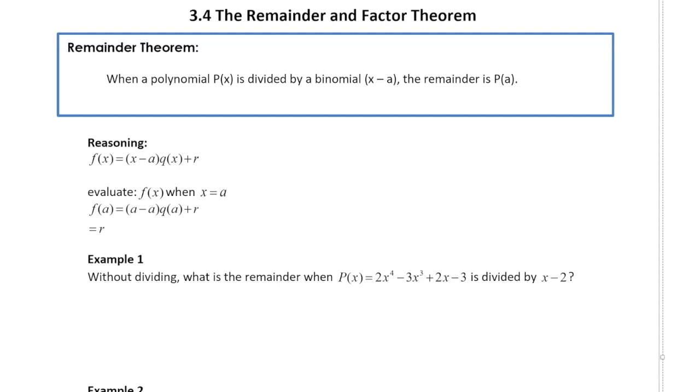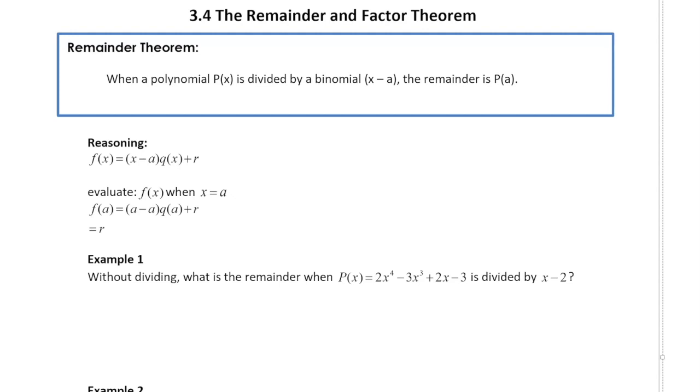So for the remainder theorem, it's simply stated right here, and it's not going to make a lot of sense when we read it for the very first time. When a polynomial p of x is divided by binomial x minus a, the remainder is p of a. So it's a very theoretical looking definition of the remainder theorem. So let's look at something a little bit more practical.